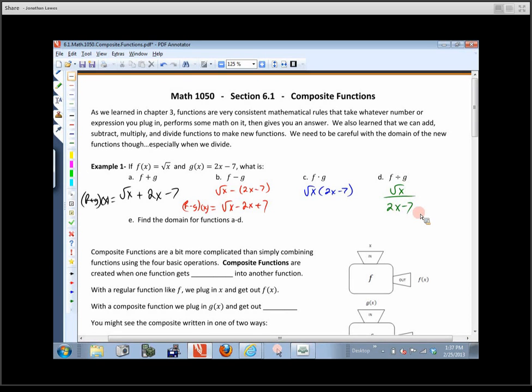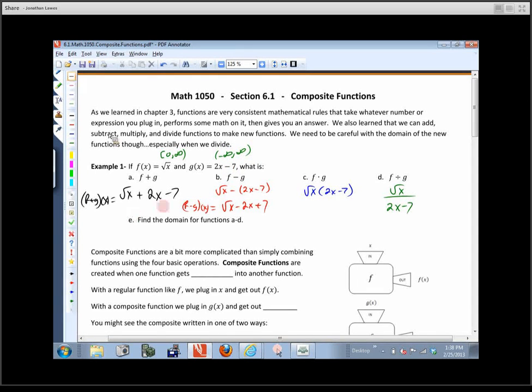Now those are all easy operations to do. We literally just do exactly what it says: add the two functions, subtract them, multiply them, divide them. But you do want to keep track of the domain. So let's think about this. What is the domain for f of x? Greater than or equal to 0. So if I wrote it in interval notation, it's from 0 to infinity. What's the domain for g? All real numbers. So I'm going to write that from negative infinity to infinity.